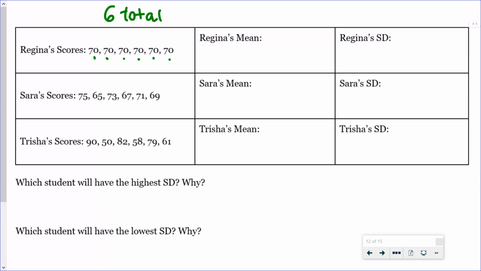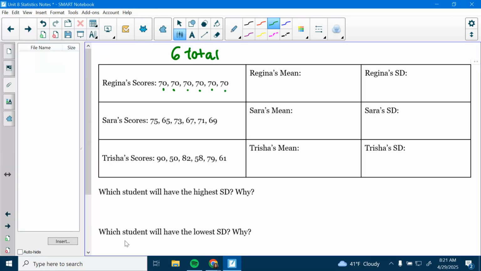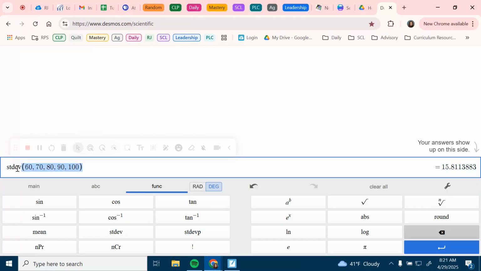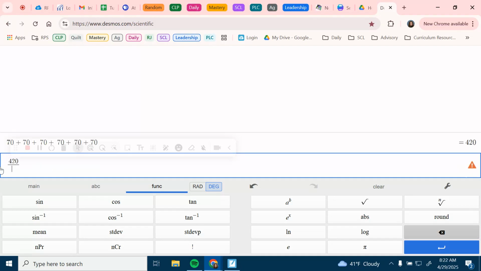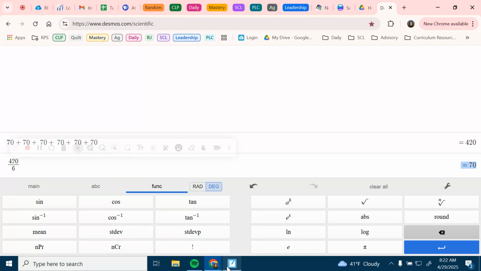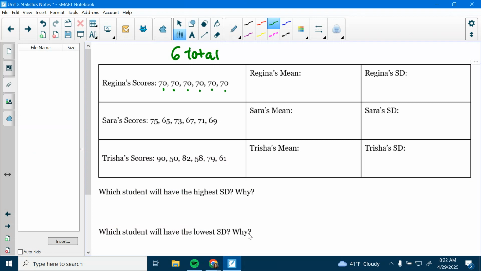So I'm going to go to my calculator, and I'm going to find the mean, which is where I add them all up and divide by however many I have. So I have 70 plus 70 plus 70 plus 70 plus 70 plus 70. That's 420. And then I'm going to take 420 and divide it by the 6 values that I have, which gives me 70. So Regina's mean is 70.